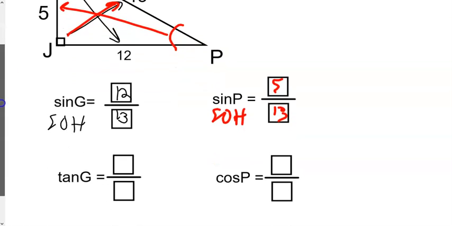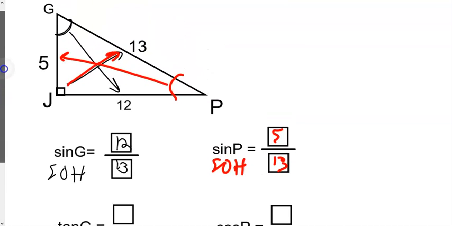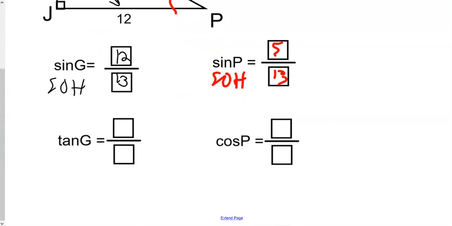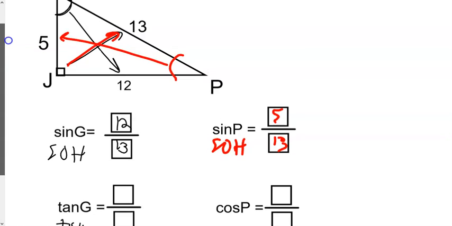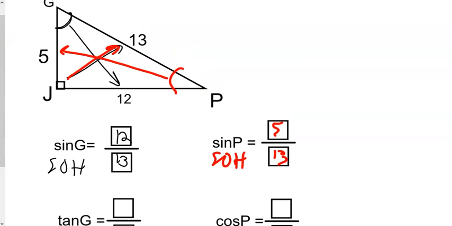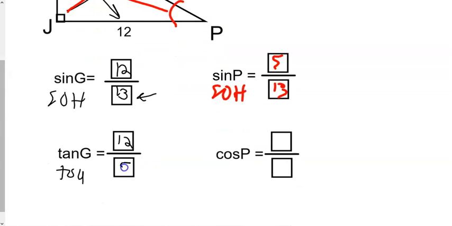Okay? Tangent from G. Remember, tangent is TOA. So we need opposite and adjacent. So from G, what's opposite? We already know that. 12. We said that. And what's adjacent? Well, we know 13 is the hypotenuse, so that leaves us with 5.